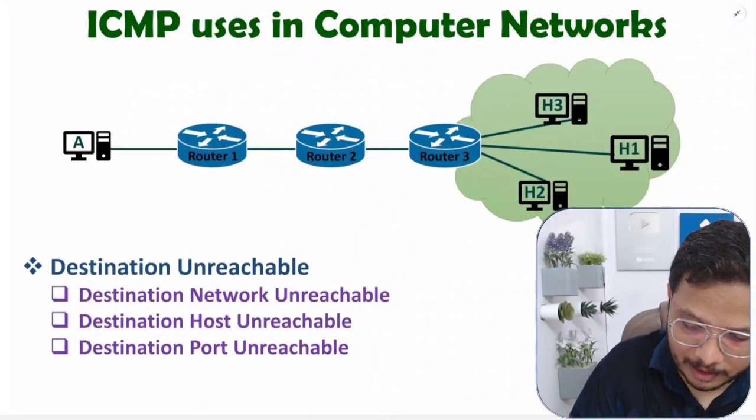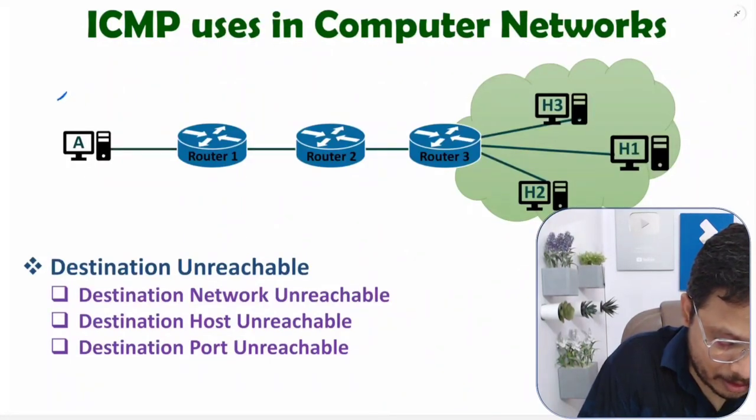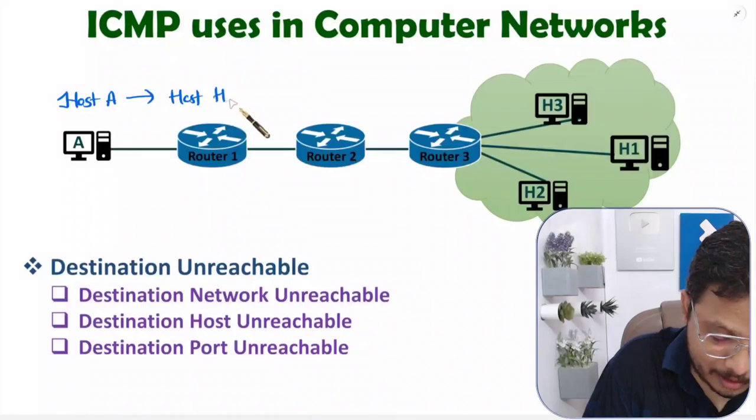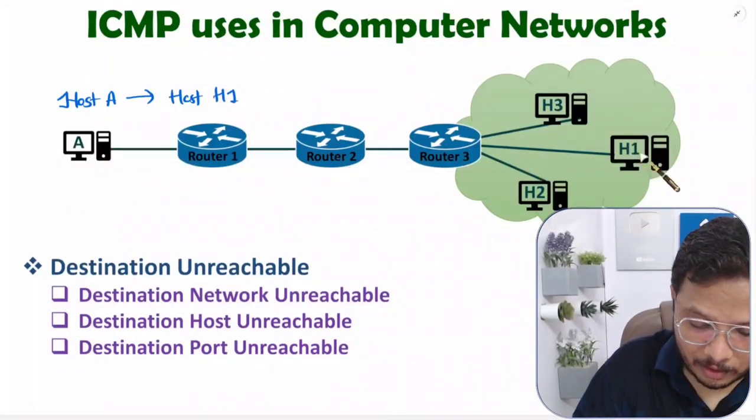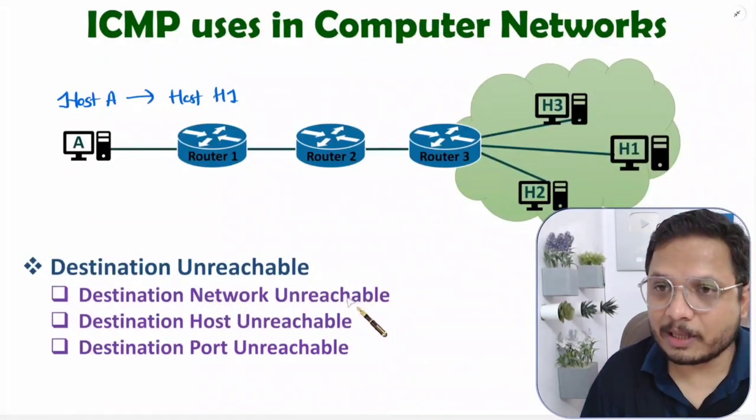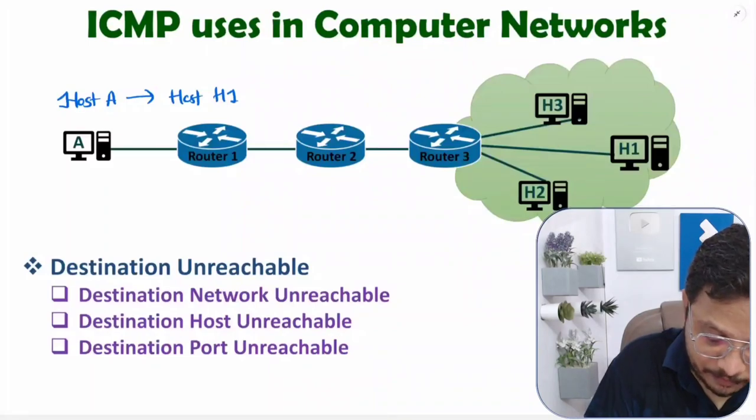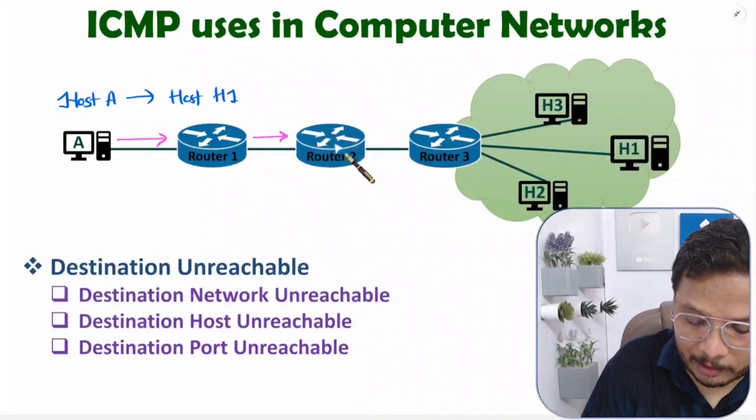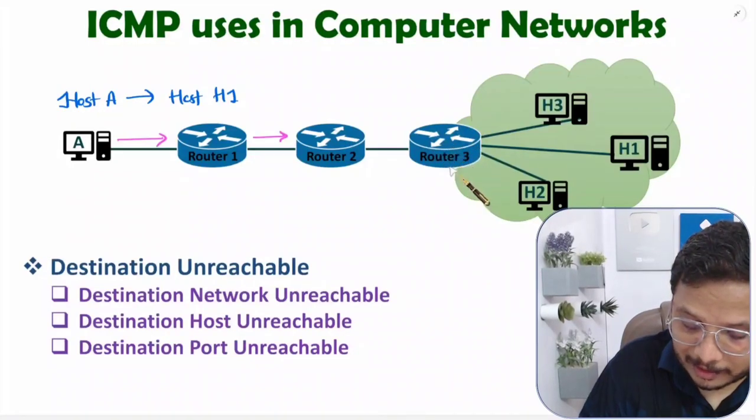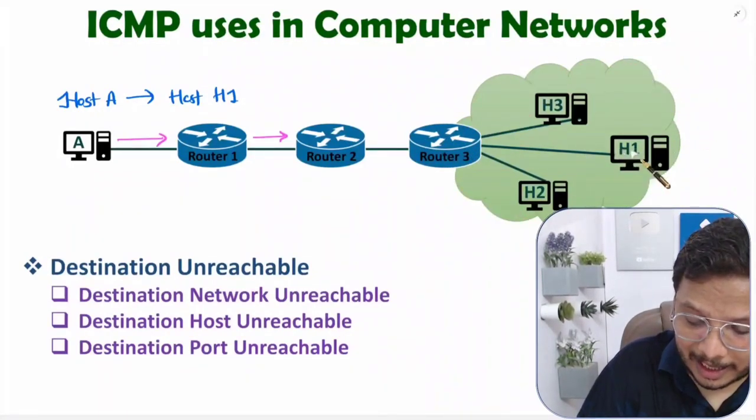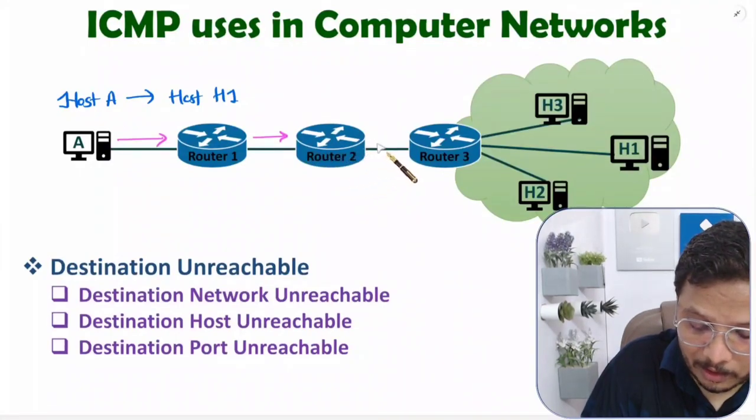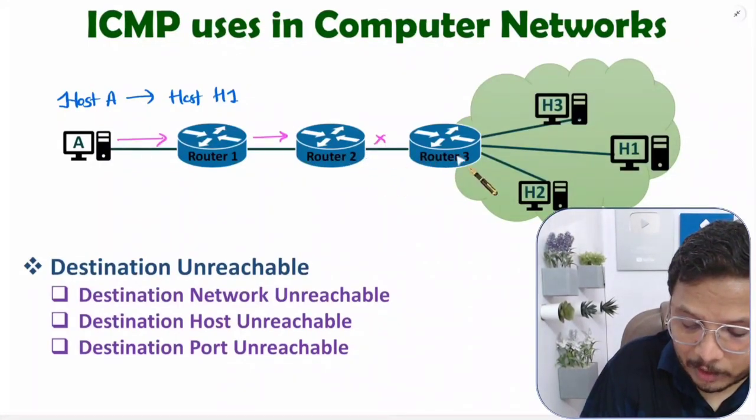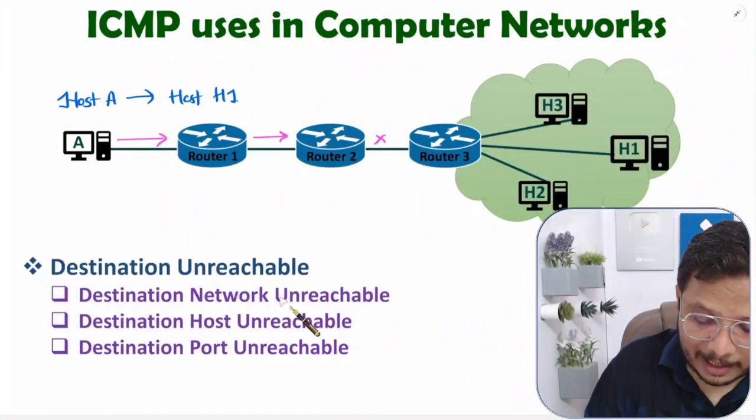Like as if I say here, we are taking one example in which, see, host A is forwarding data to host H1, right? So what will happen in case of network unreachable? Let us try to understand that. You see, here first frame will go from A to router 1, then frame will go from router 1 to router 2. Now you see, router 2 will forward data to router 3, and router 3 belongs to network of host H1, and as if router 2 does not find router 3, then you can say here destination network is unreachable.